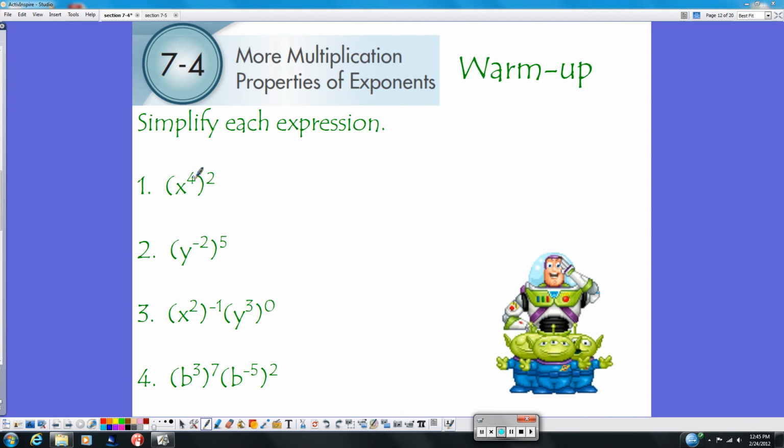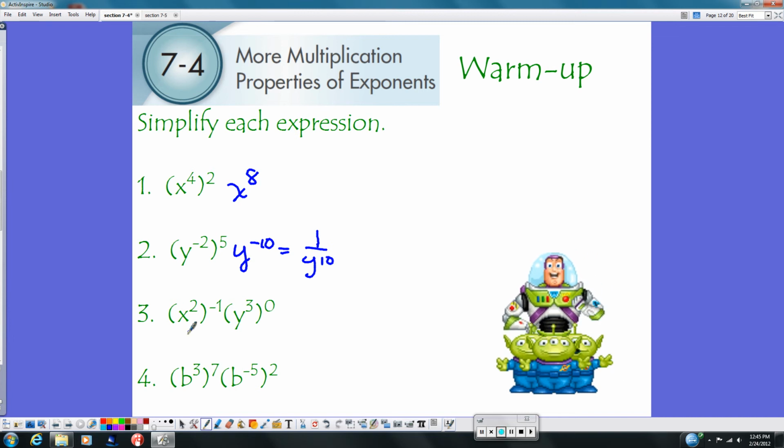Remember in the last section we said when we have a power to a power, which is what we have in these examples, you're going to keep your base and you're going to multiply your exponents. Here, keep your base, multiply the exponents. We don't want to have a negative exponent, so we would rewrite this as 1 over y to the 10th.